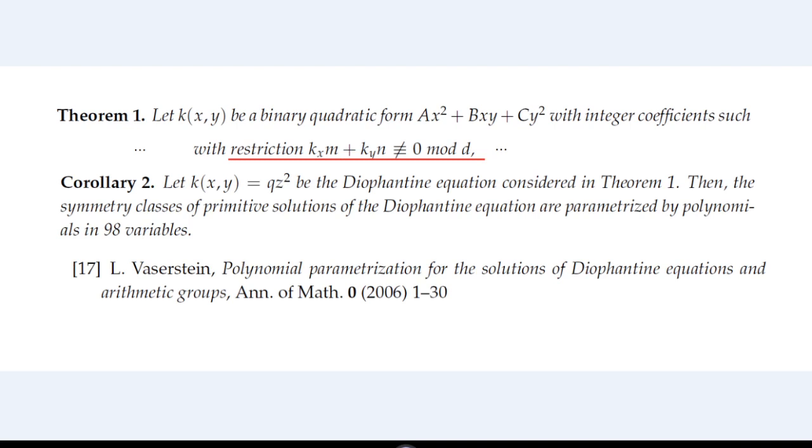Later, I bumped into Professor Westerstein's work on the parameterization of SL2Z, which is cited below, and using many more variables, we could remove the restriction on the congruence conditions. That is, the primitive solution of our equations can be parameterized by a single set of polynomials in 98 variables, up to reflections.